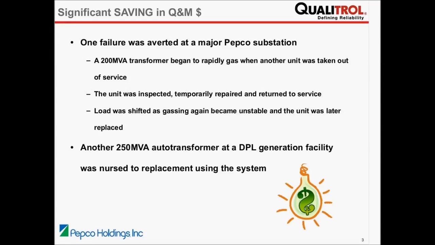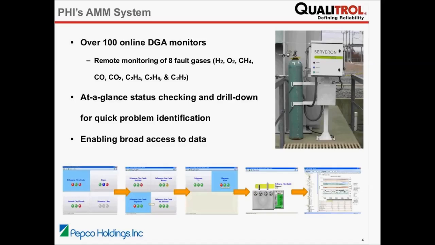So how did they do it differently? They installed online DGA monitors on their top 100 critical transformers. So they were continuously monitoring the dissolved gases in those critical transformers. They connected all of these DGA monitoring systems to a central database, and this system provided them at-a-glance status checking and drill down for quick problem identification. It also enabled broad access to the data of 100 transformers.